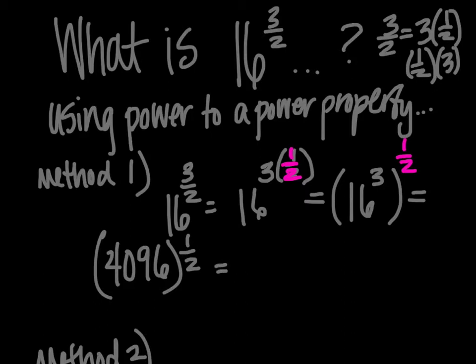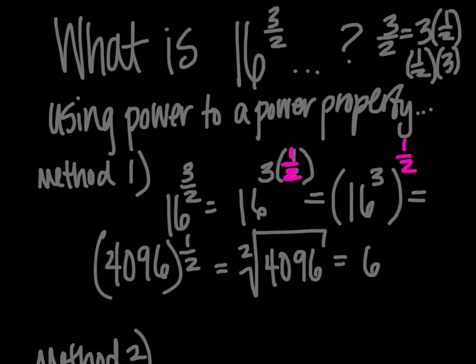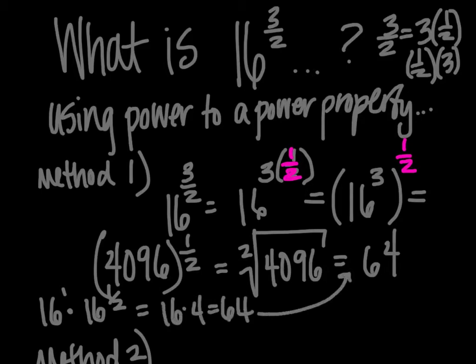So essentially, what number times itself gets me 4,096? Or what is the square root of 4,096? Well, 64 is. So apparently 16 raised to the 3/2, so essentially 16 to the first power times 16 raised to the 1/2. The number that multiplies itself to get me 16 is 4, so 16 times 4 is supposed to get me 64, which is exactly what it does.